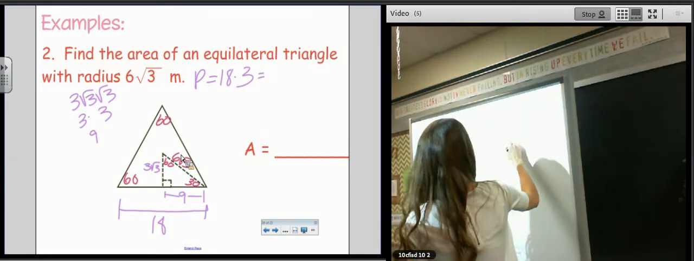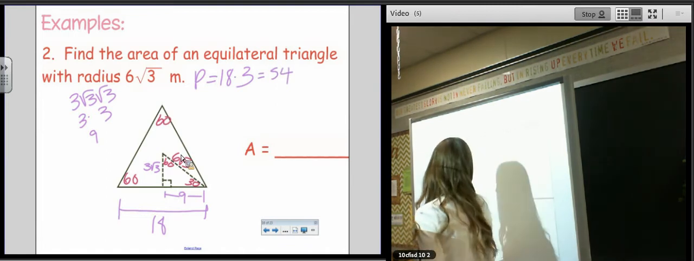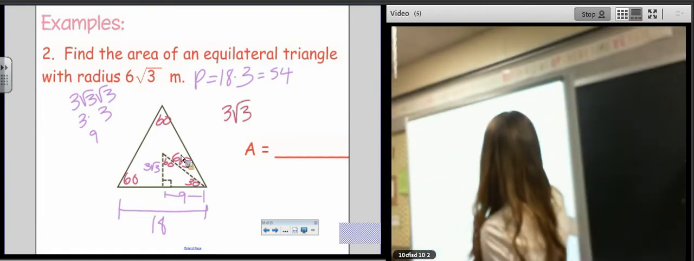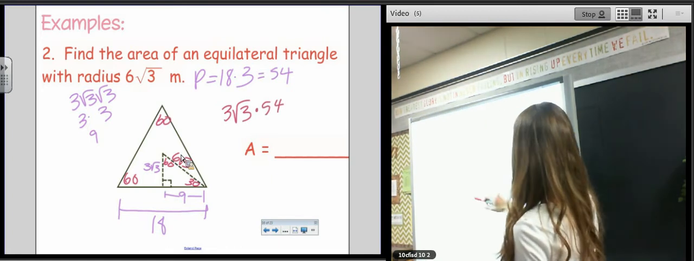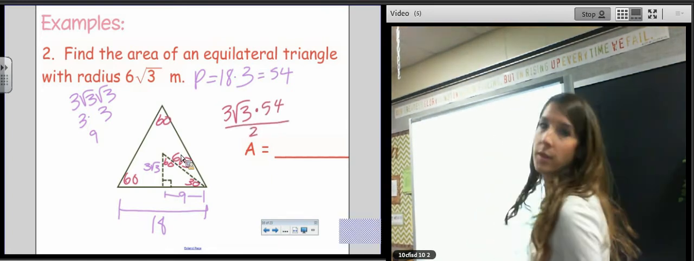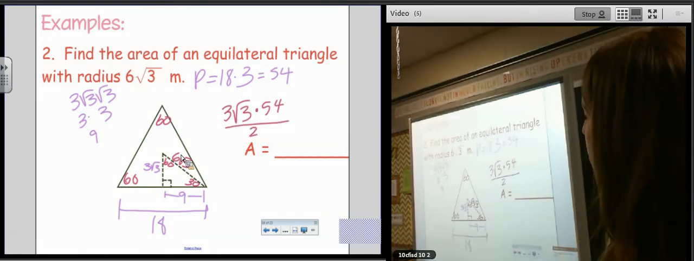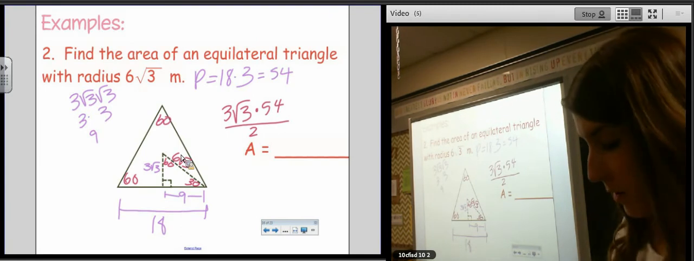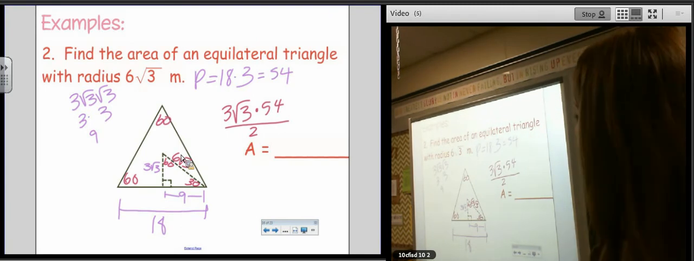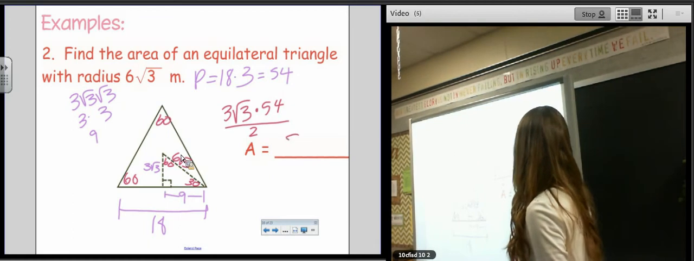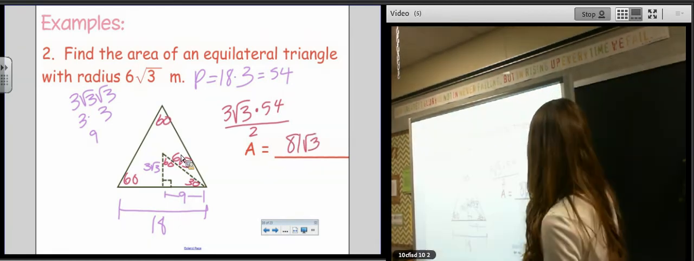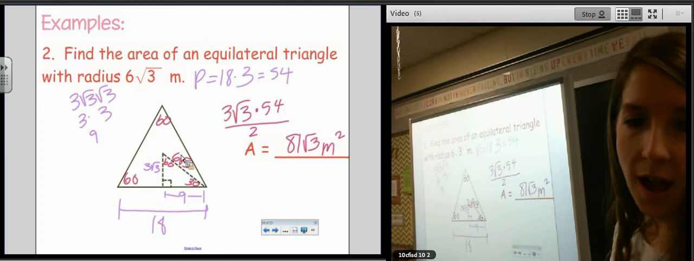So, we've got apothem, there we go, there's the apothem, times perimeter, there we go, divided by 2. Remember, we're not putting root 3 in our calculator, so we're doing 3 times 54 divided by 2, and we get 81. We tack on our root 3, don't forget about him, and then meters squared. Not so bad.